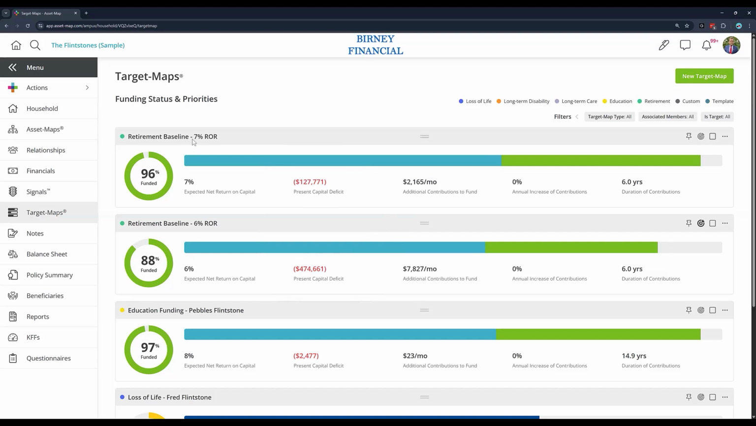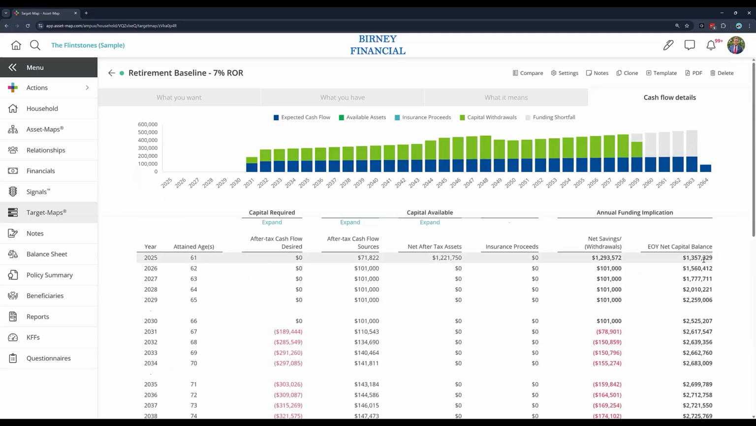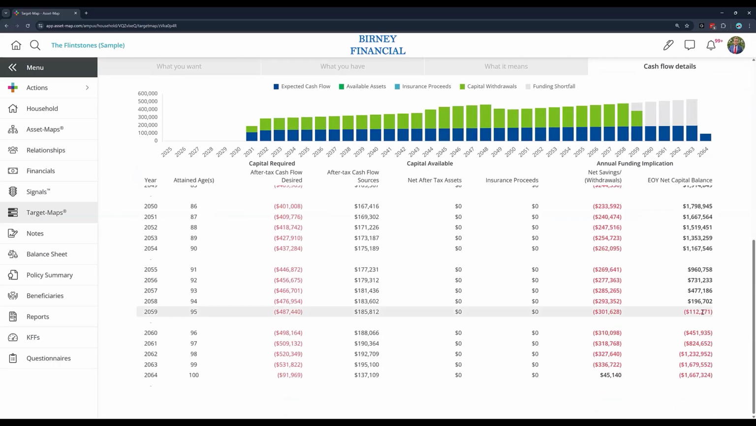Sure. Open this target map up right here. Go into the cash flow details. I have changed nothing else except for the rate of return by 1%. So every year earning 1% more gets me how much farther? All the way to age 95. We bought ourselves 6 or 7 years just by earning a slightly higher return on the assets there.